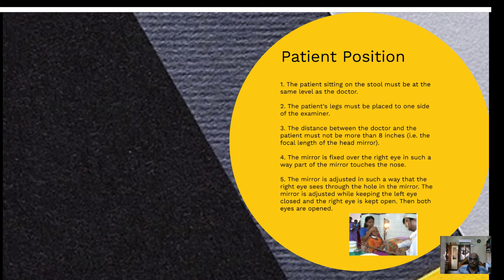The mirror is placed over the right eye in such a way that the mirror touches the tip of the nose. So the right eye will be seeing through the hole. To ideally focus the head mirror, you need to close the left eye and see the patient through the right eye, and then slowly open the left eye. The entire field will come into view. The left eye views the patient from outside the confines of the mirror. The mirror is adjusted in such a way that the right eye always sees through the hole and the left eye sees from outside.